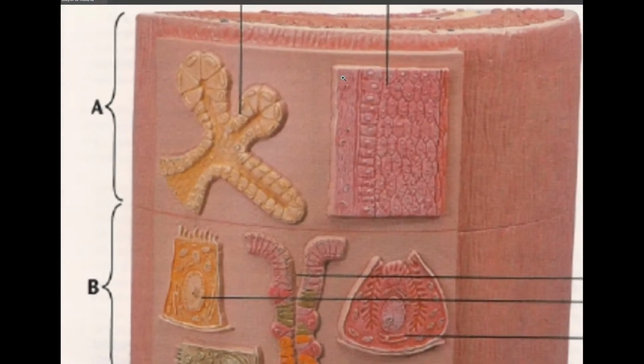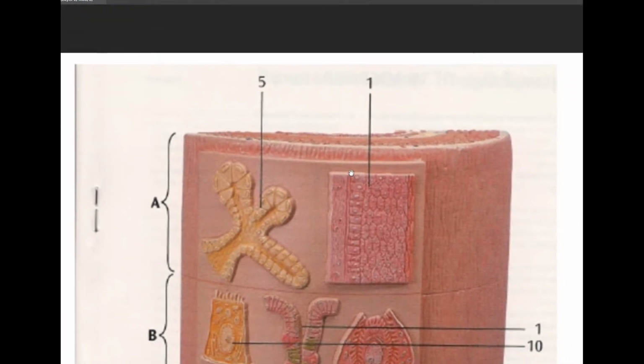So let's go ahead and zoom in at the top section right here. Starting with number 1, what we're looking at is part of the mucous membrane, and specifically this is the outer mucous tissue, and it is made out of non-keratinized squamous epithelium. Number 5 right here is the esophageal gland.